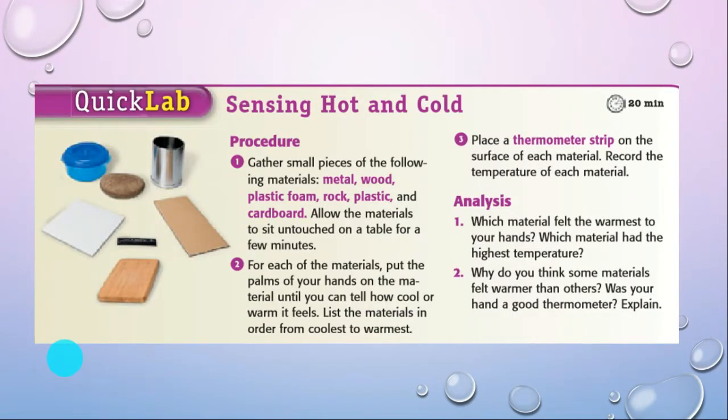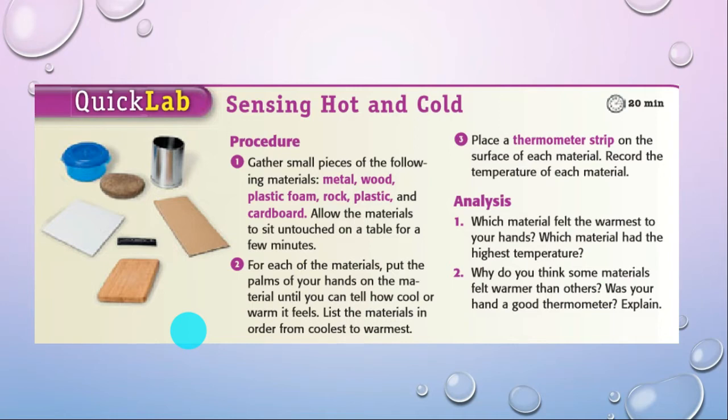We have here a simple lab. I hope that you all try to do it at home. Try to bring different materials and put them in front of you on a table: a small piece of metal, wood, plastic foam, rock, plastic, cardboard, different materials, the same as this image. Okay? Put them on a table for 5 minutes. Then with the palm of your hand, not your finger, try to put your hand on each material alone, and put it on metal.